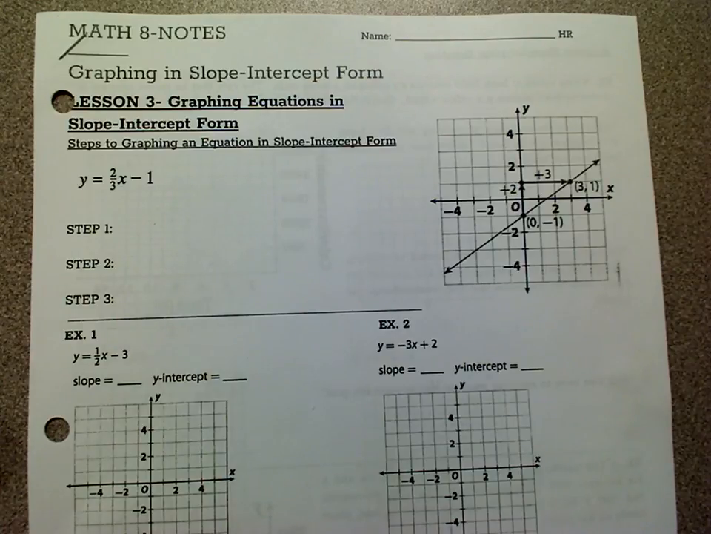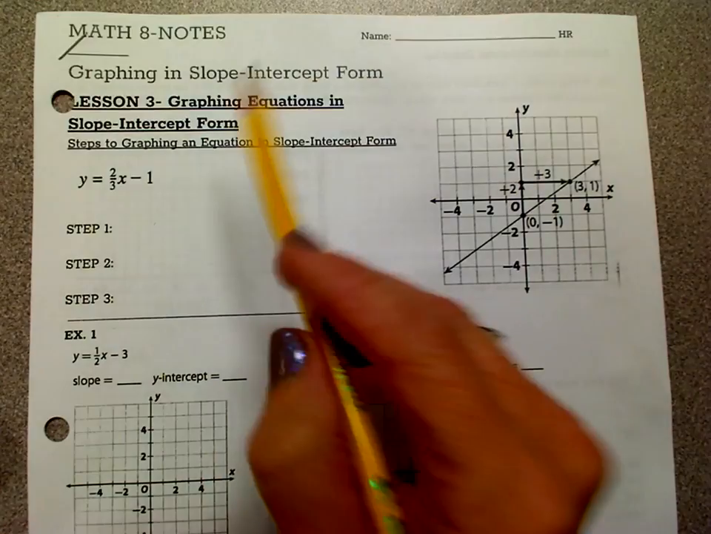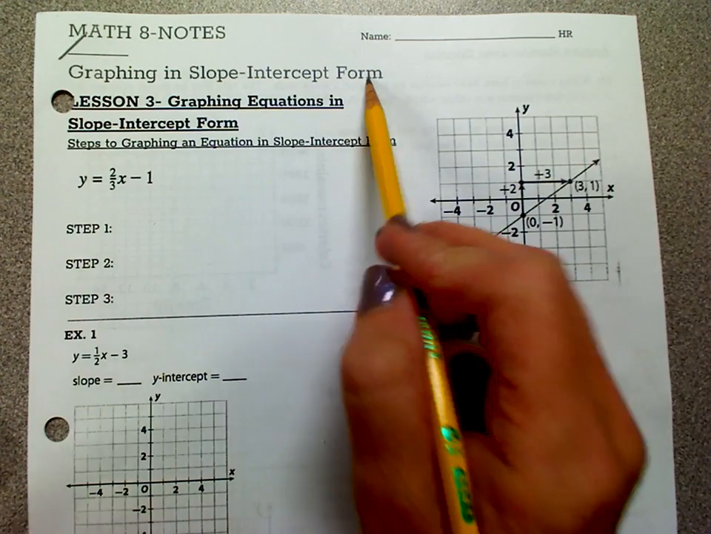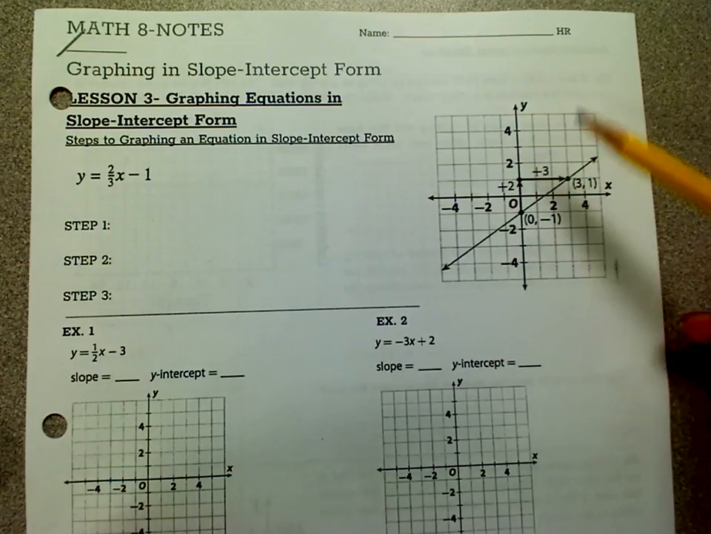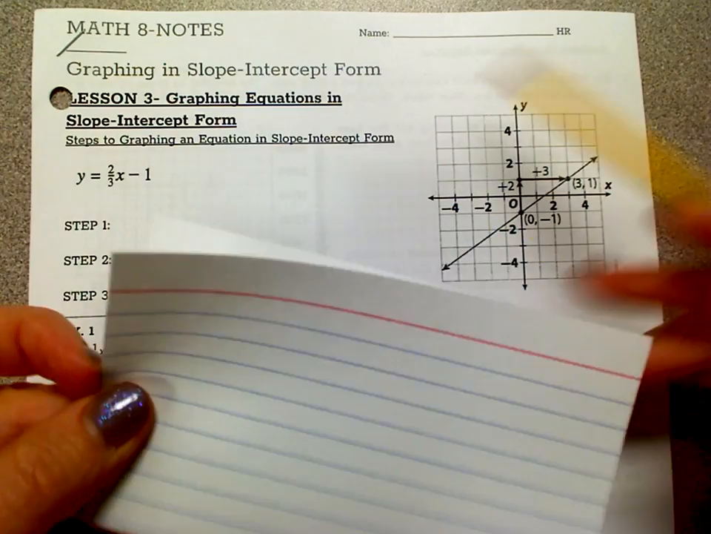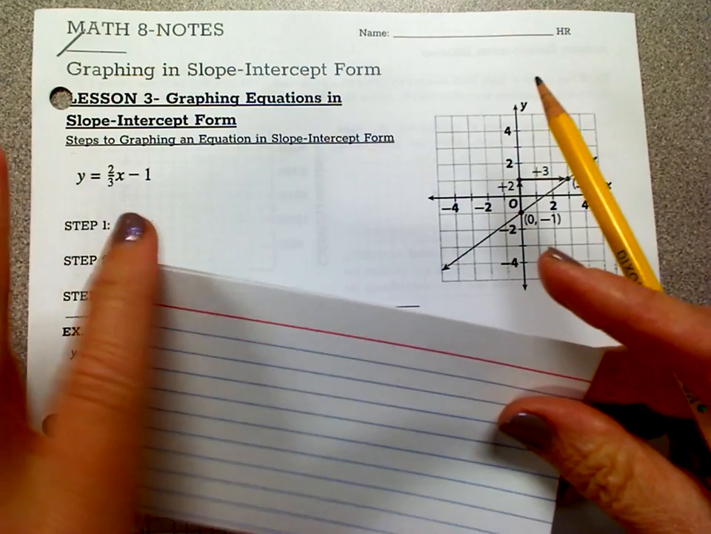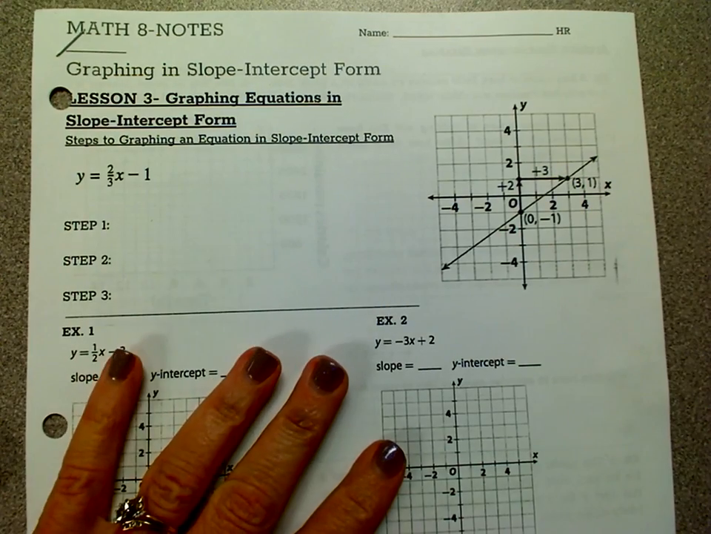Okay, this is for Math 8. We are graphing in slope-intercept form, and you need your packet, pencil, and a note card or a straight edge. We're using it for a straight edge.